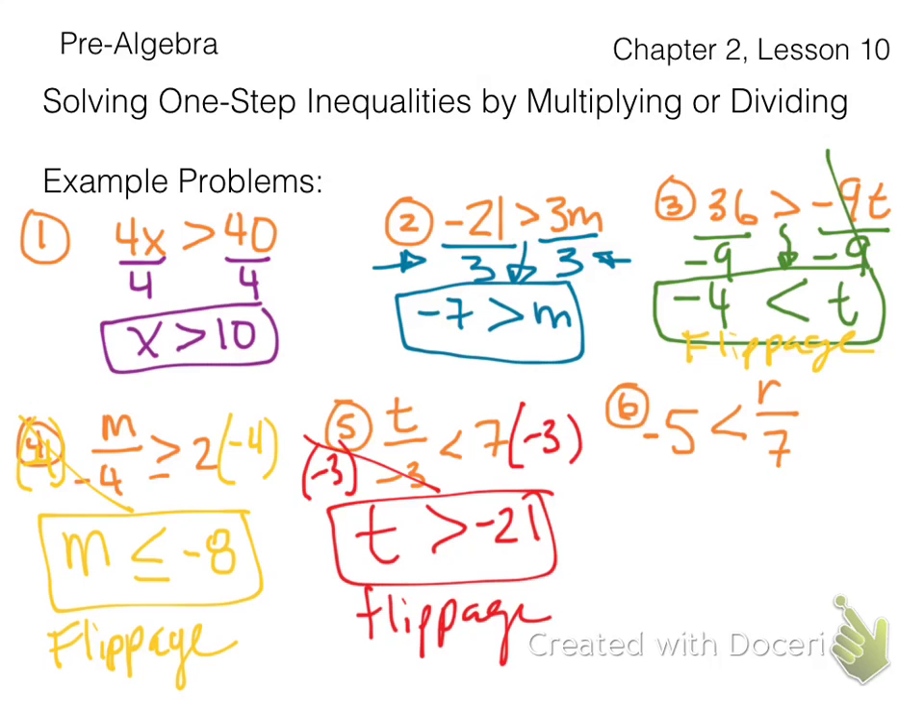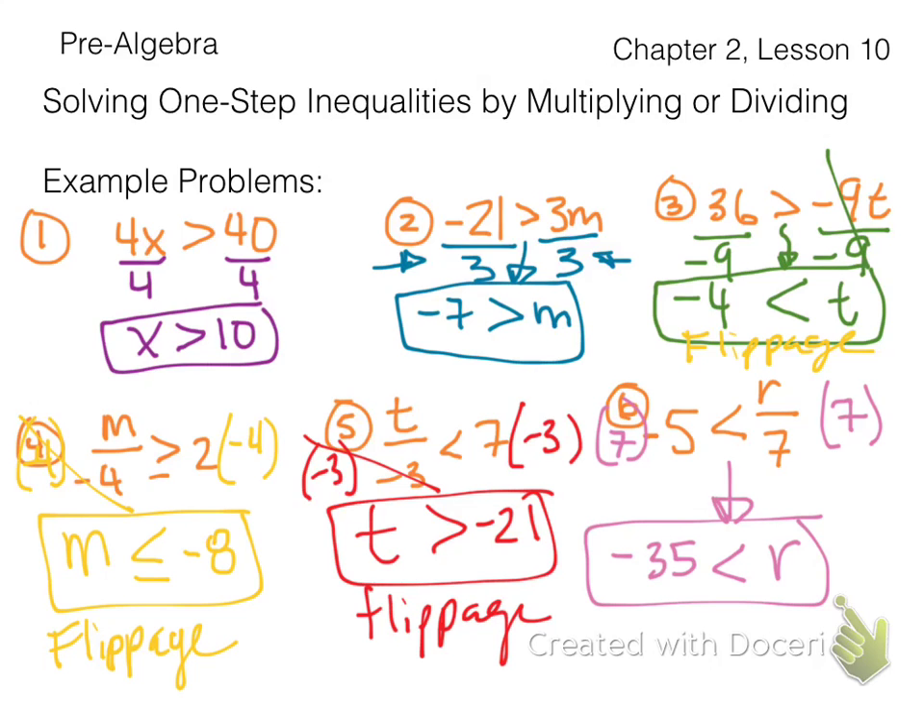All right, last regular problem. So what is the opposite of dividing by 7? Well, that would be multiplying by 7. Hey, I multiplied by a positive number, so nothing changes with my inequality. R is greater than, well, -5 times 7 would be -35, huh? So there we go. So this one, not flippage. Okay? So you got to pay attention to that. If you multiply or divide by a negative number on both sides, that means that you need to flip the direction of the inequality.